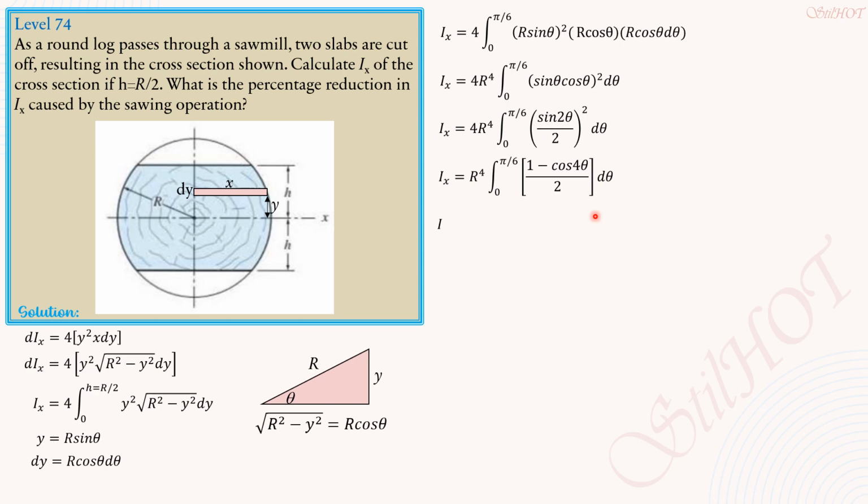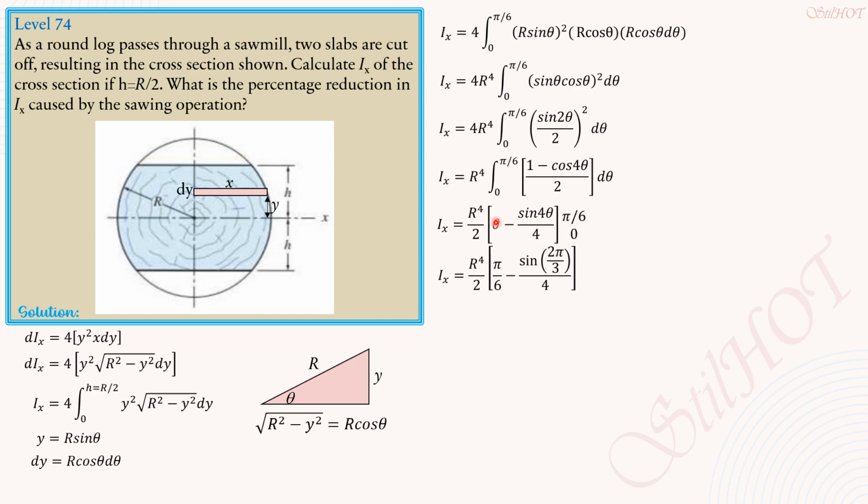So integrating, Ix is r to the fourth over 2 times theta minus sine 4 theta over 4, since the integral of cosine 4 theta is sine 4 theta over 4, from 0 to pi over 6. So Ix is r to the fourth over 2 quantity pi over 6 minus sine of 4 times pi over 6, which is 2/3 pi or 120 degrees, over 4. So sine of 2/3 pi or 120 degrees is square root of 3 over 2, then divide by 4. So this is square root of 3 over 8.